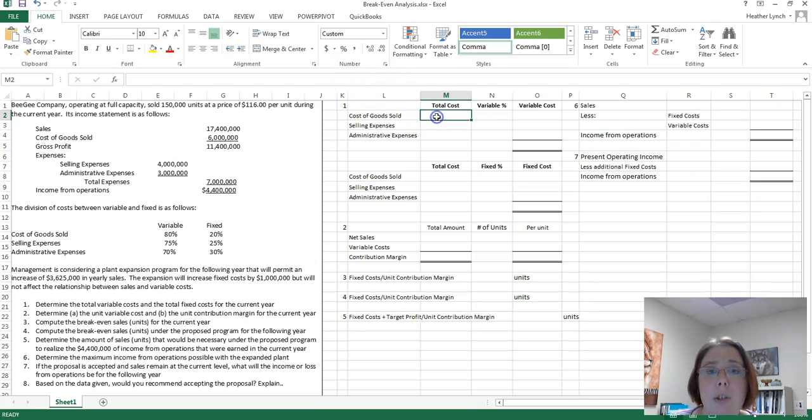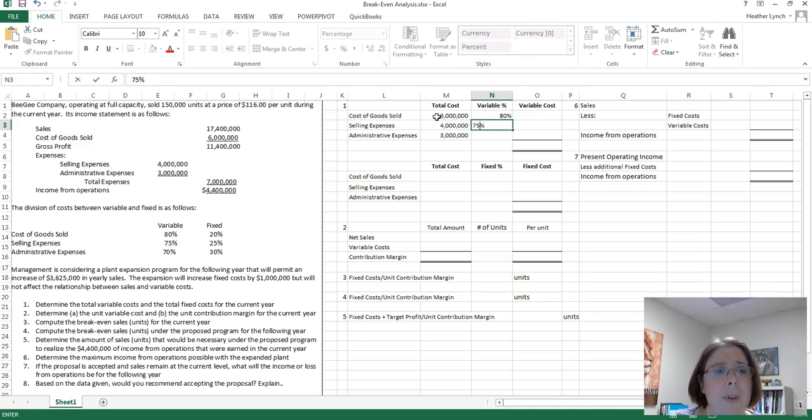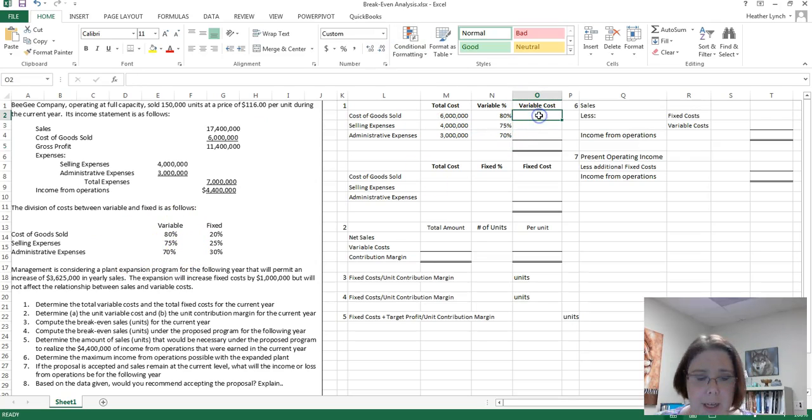So number one, total cost of goods sold is our $6 million. Selling expenses were $4 million. And administrative was $3 million. And on this one, they want to know what percentage of that is variable. So I brought in my 80, my 75, and my 70. So I take my 6 million times my 80%. That gives me 4.8 million for cost of goods sold for variable.